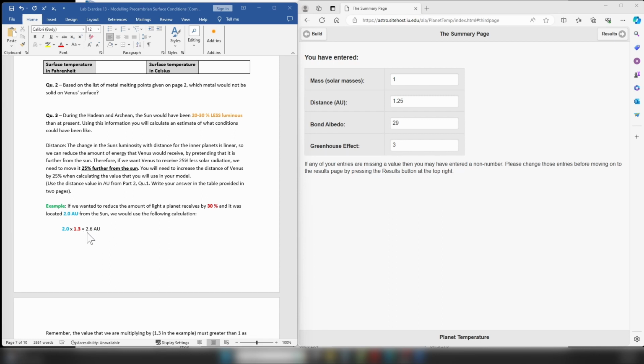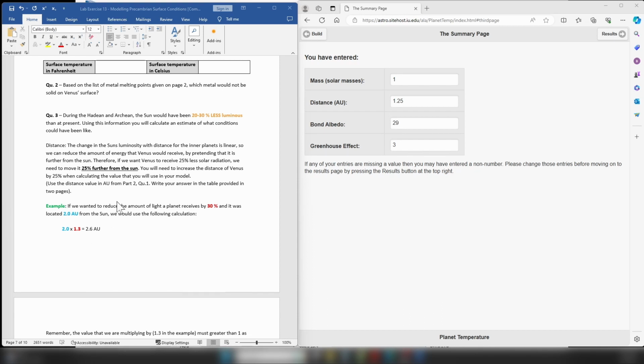So by moving it that little bit further away from the Sun, you help to reduce the amount of solar radiation the planet receives, and thereby you bring the temperature down. So it's more realistic for the amount of solar energy that Venus would have been receiving during this faint young Sun paradox phase.